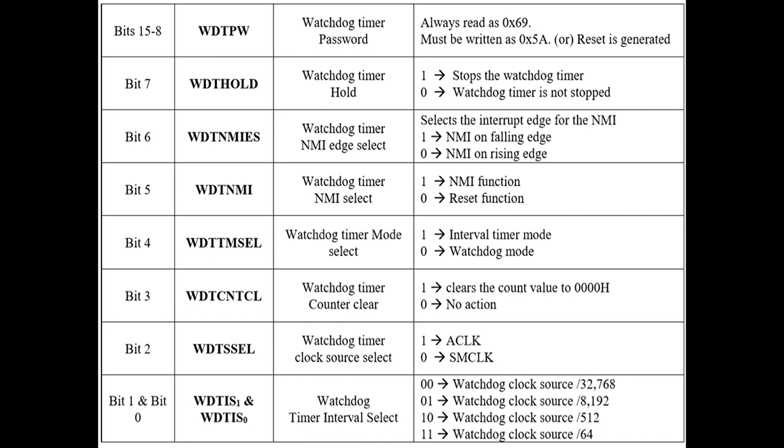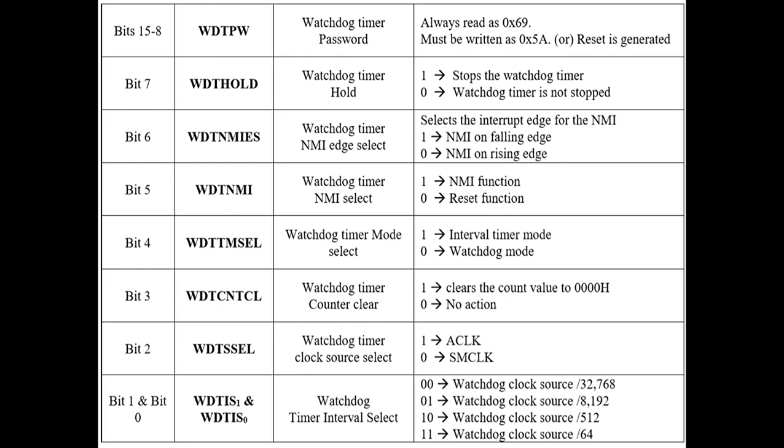Next, if the counter value of the watchdog timer is not cleared, it will generate the NMI signal, that is, the non-maskable interrupt signal, and its value is 1. If it occurs, it occurs on the falling edge or rising edge. 0 means the NMI will occur on the rising edge. 1 means it occurs on the falling edge.